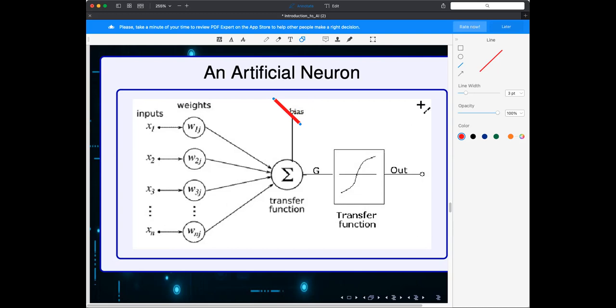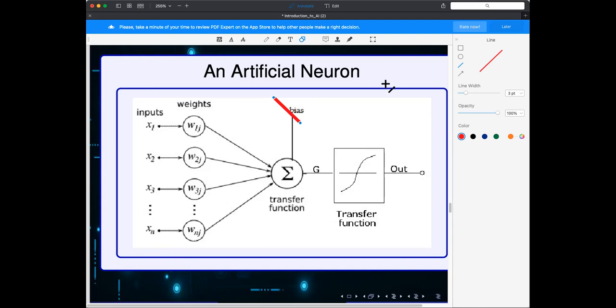Is this clear before I move to the next slide? Is this absolutely clear? 100%. Okay, perfect.